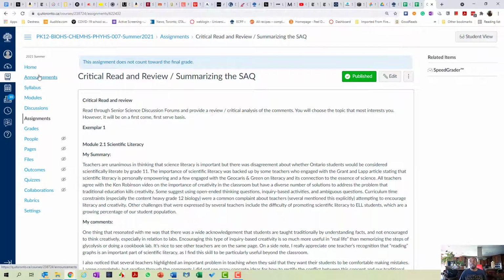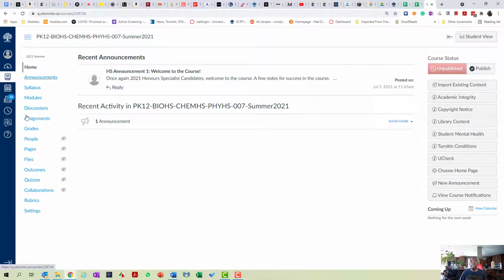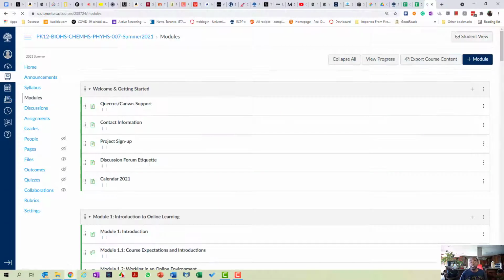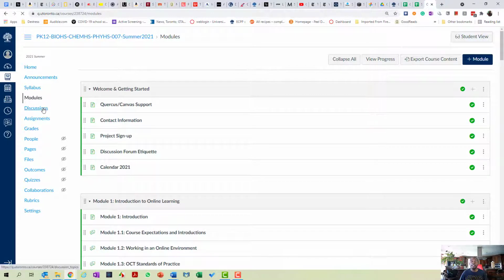So that's how to navigate the environment. You are going to use the left-hand menu. You're going to look at the announcements. You're going to use the syllabus to find out what the course is about. You're going to use the modules. That's where you find all the lessons. The discussions are linked within the modules, or you can go there specifically by clicking on the links.